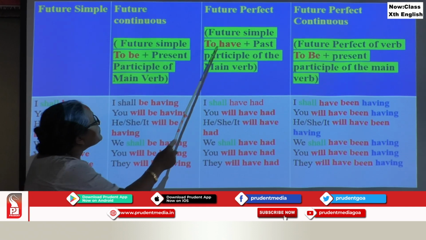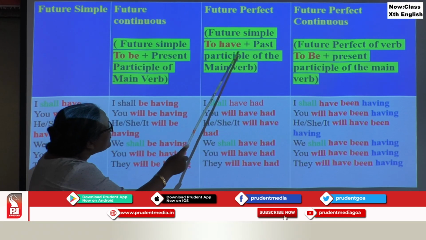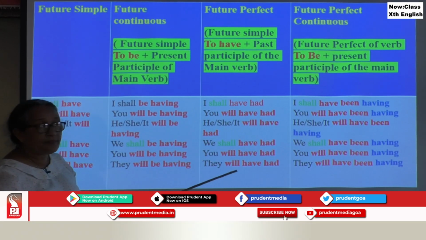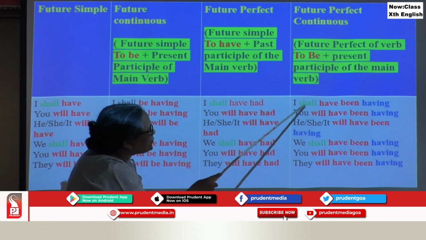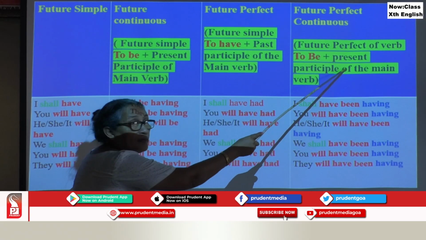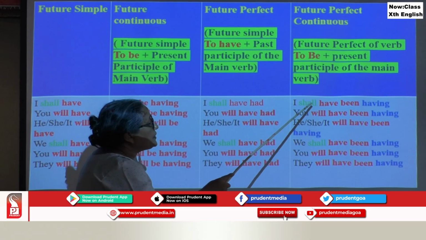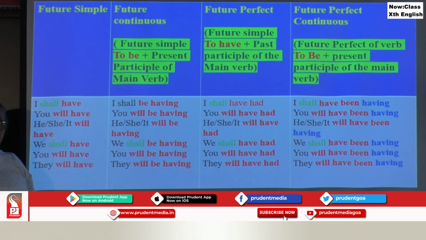Future perfect, that is future simple of verb to have, I shall have, plus past participle, had. Future perfect continuous, that is future perfect of verb to be, I shall have been, you will have been, ing form. I shall have been having, you will have been having. So you have very clearly understood how to conjugate the verbs.